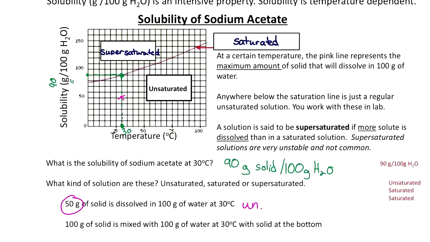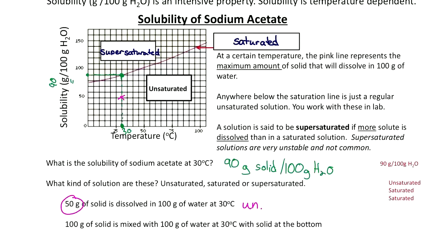Okay. What if we mixed 100 grams of solid with 100 grams of water at the same temperature? We mix it, we agitate it a lot, and then we are left with solid stuck at the bottom. What kind of solution is this? Supersaturated? No, it's not. Remember, what did I tell you? The maximum that water can hold is, we wrote it, 90 grams, 90 grams.